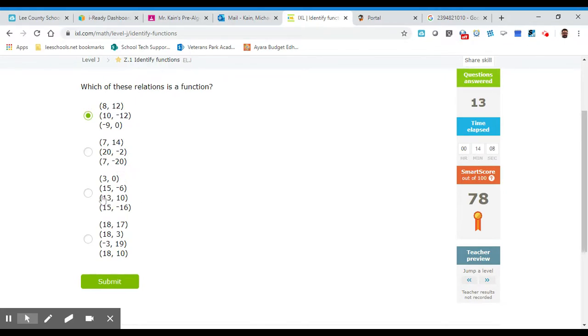There's two 15s. 15 can't give you -6 and -16. And the last one here, 18 cannot give you three different values. It can't give you 17, 3, and 10. So there's only that one is correct.